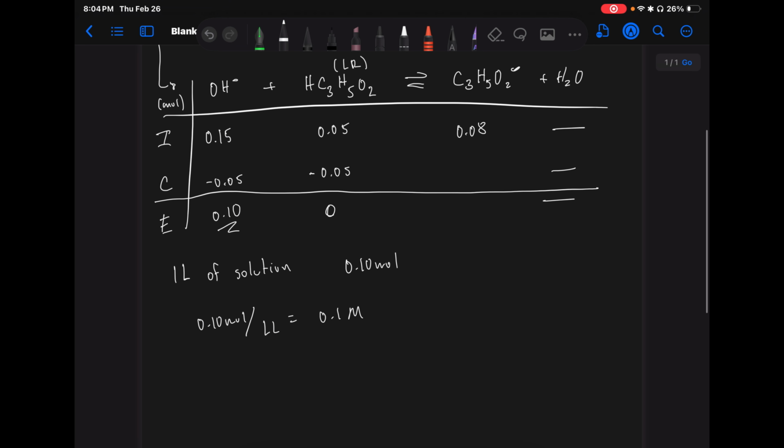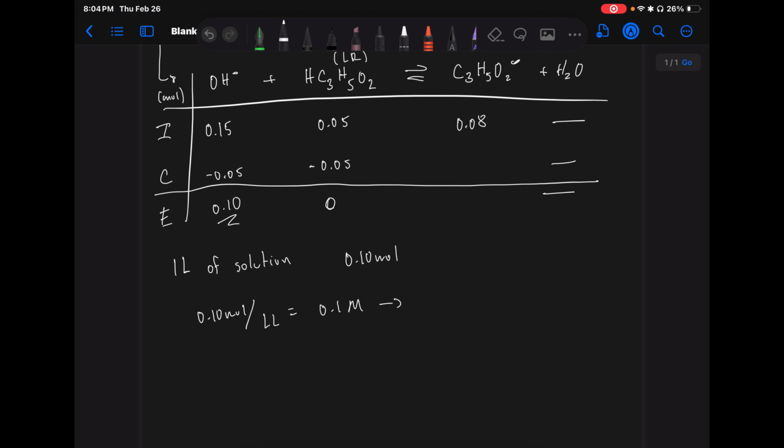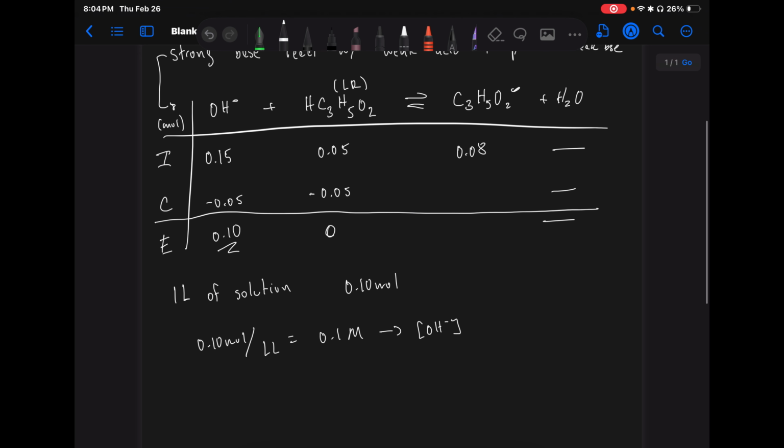So we can find the pOH from this, because this is again the OH minus concentration. So pOH equals negative log 0.1. This is equal to 1.0. And then to find the pH, finally, it's just pOH plus pH equals 14. So to find pH, it would just simply be 14 minus 1, which is equal to 13.0. And that is our answer.